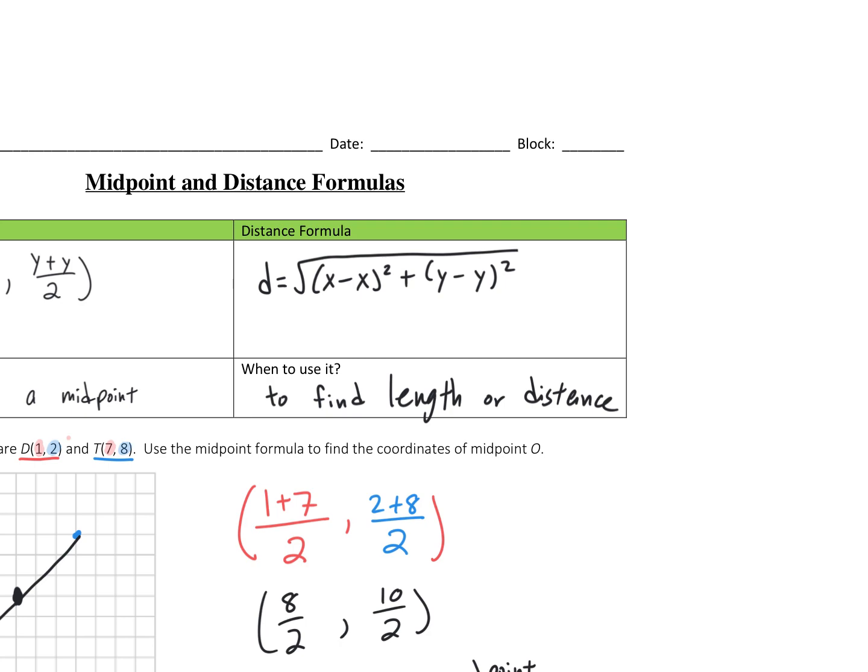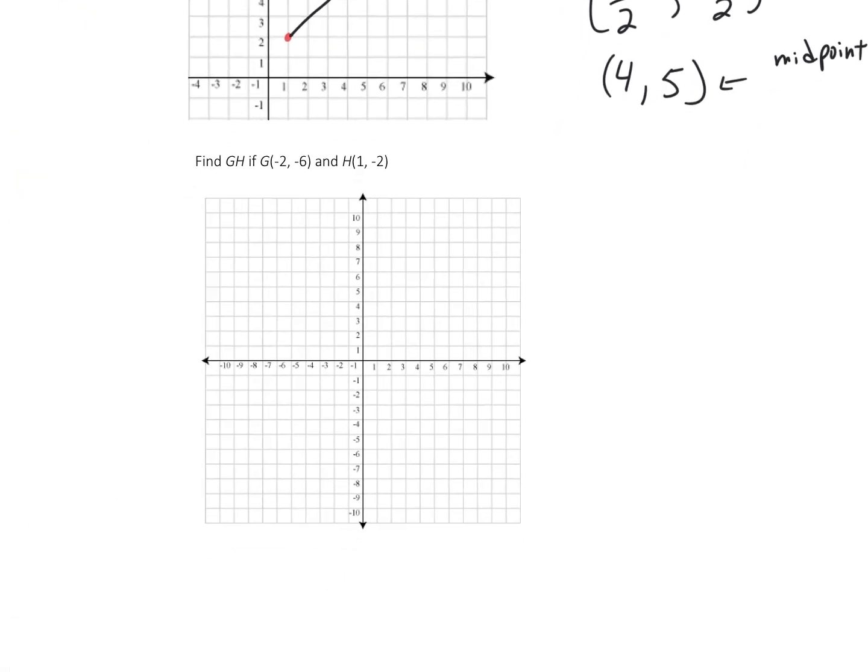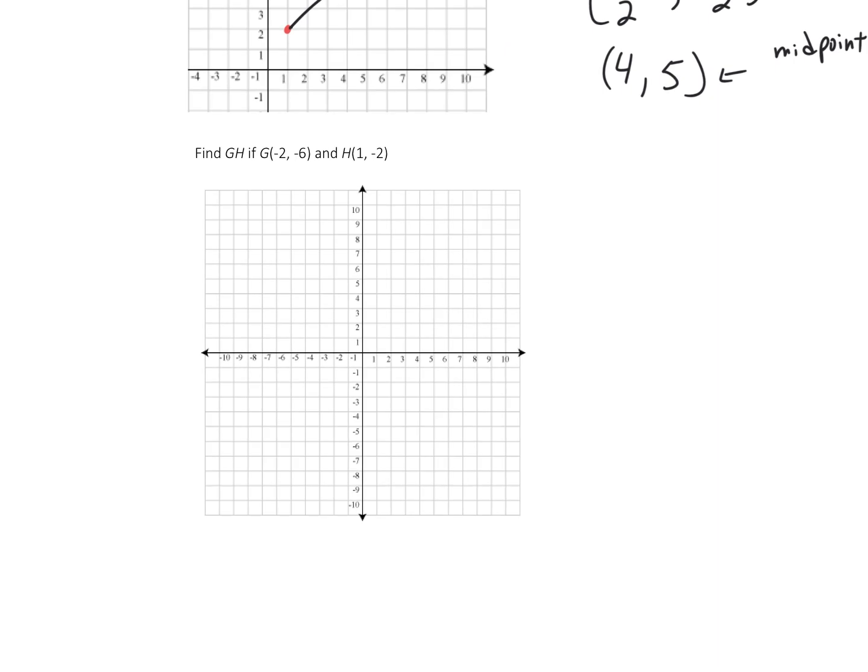So let's see this in action. Let's see where we would apply this. In the next problem, it says find GH if G is (-2, -6) and H is (1, -2). So we'll do the same thing. We'll put G in red, so (-2, -6), right here. H is (1, -2), so right there. And we want to know the distance or the length from the red dot to the blue dot. So that's why we're going to use the distance formula.